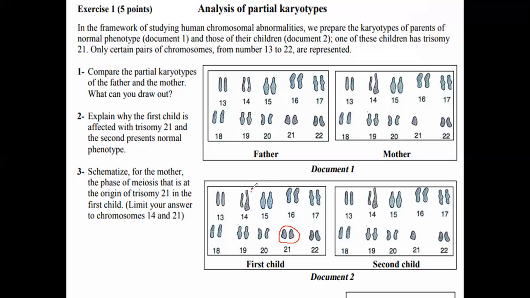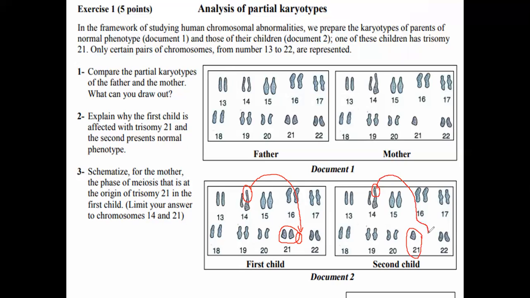So here, one of these is longer than the other. This can be explained by a Robertsonian translocation, and it should have three copies of chromosome number 21. However, in the second child, we have only one chromosome on the pair number 21. The other chromosome was translocated to chromosome number 14.